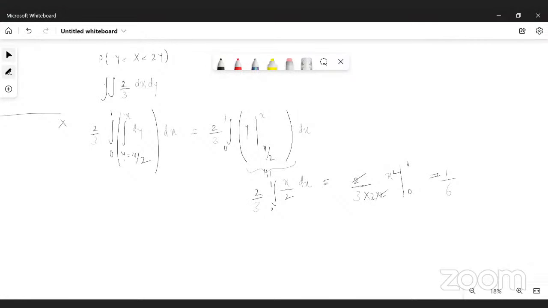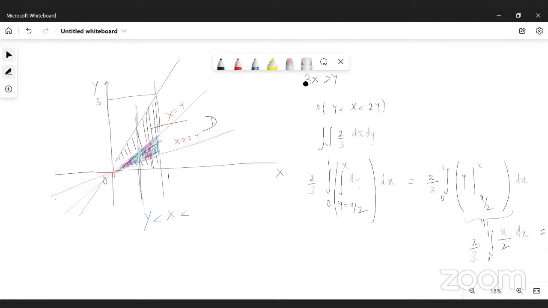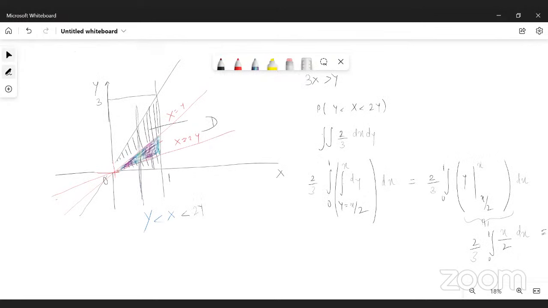Please explain that drawing again. When we say x is less than 2y, why are we taking the upper range and not the lower range? Okay, let's try it again. If we say x is less than 2y, this red line is x equal to 2y, and we want 2y to be greater than x. So it means this is the area, this whole red shaded region.